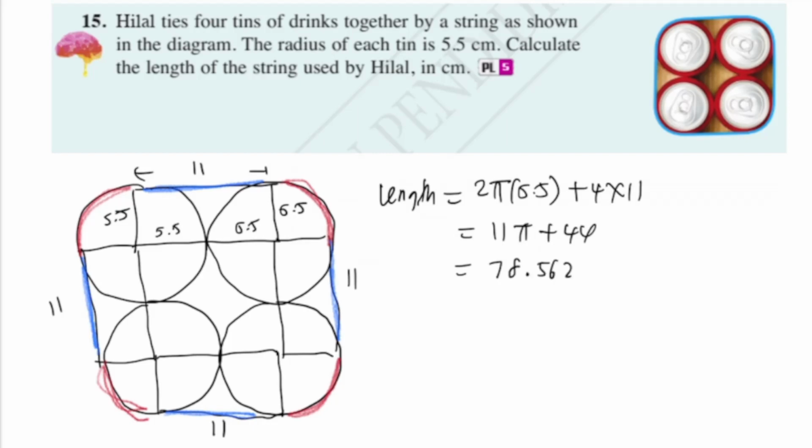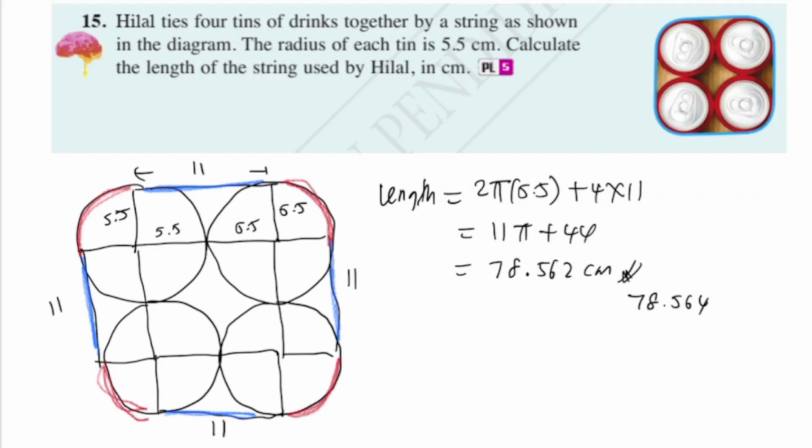78.562. Okay, but I don't know, the textbook gave 78.564. Yeah, I wonder what is the problem. I still cannot find the reason. I got 562. I don't mind the textbook, we use 564. Alright, so this is the answer.